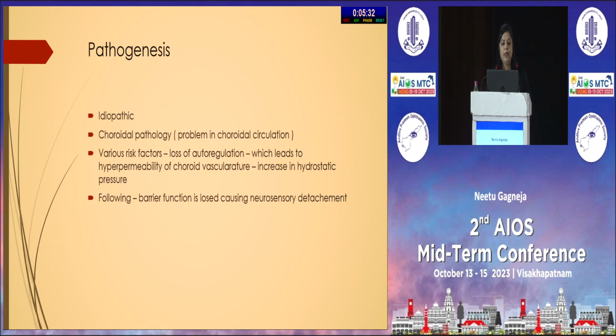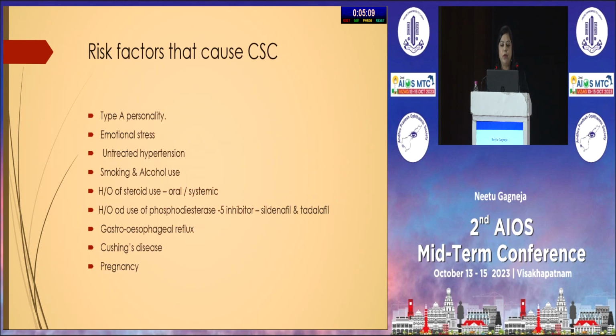Coming to the pathogenesis, it could be idiopathic or a choroidal pathology related to the choroidal circulation. Among the various risk factors, there is loss of autoregulation, which leads to hyperpermeability of the choroidal vasculature, causing an increase in hydrostatic pressure, following which barrier function is lost, causing neurosensory detachment. These are the various risk factors for CSCR: type A personality, emotional stress, untreated hypertension, history of steroid use, GERD, Cushing's disease.